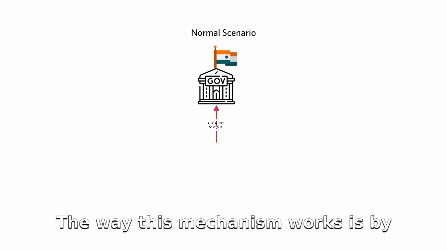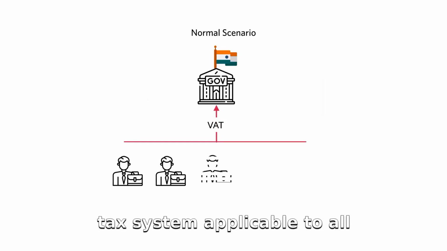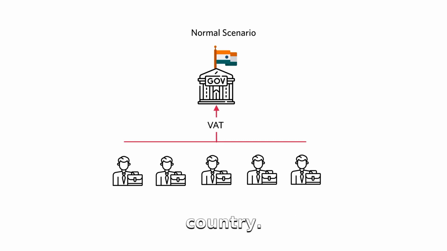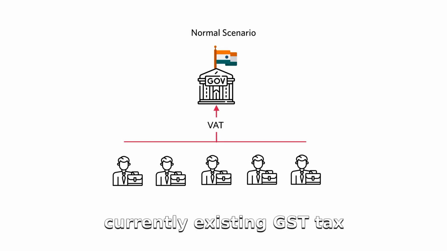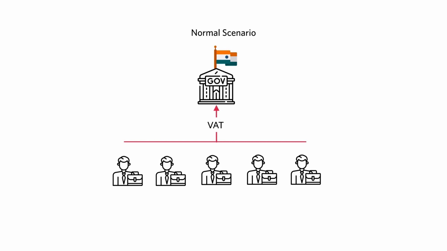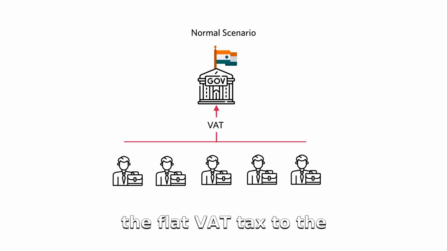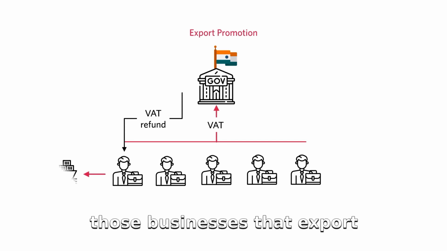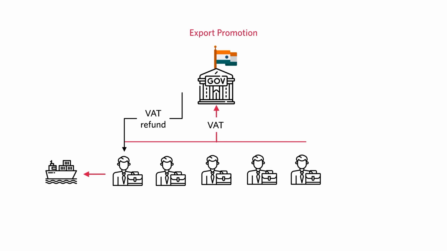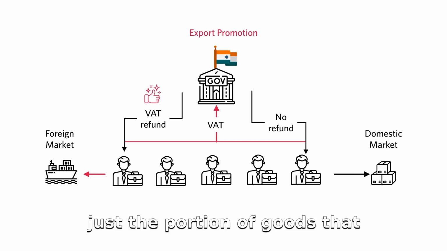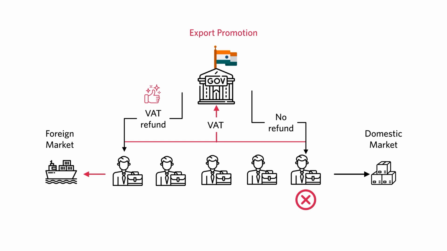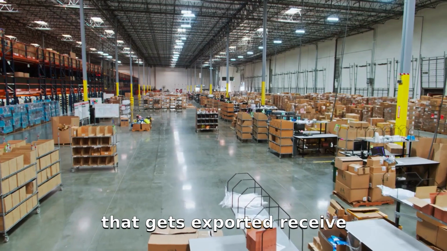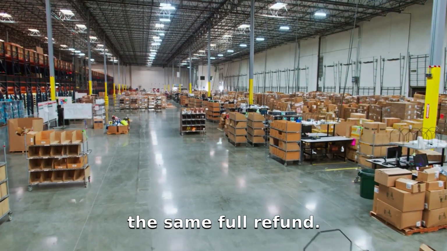The way this mechanism works is by implementing a uniform VAT tax system applicable to all businesses within the country. It is something similar to the currently existing GST tax system. Normally, all businesses pay the flat VAT tax to the government. But under the export promotion mechanism, that amount is refunded to all those businesses that export goods and services. The refund is applicable to just the portion of goods that were exported and not to the goods sold in the domestic market. At the same time, not all goods that get exported receive the same full refund.